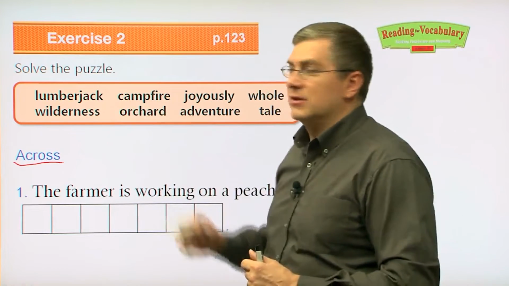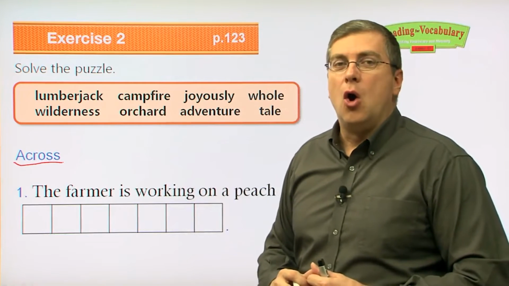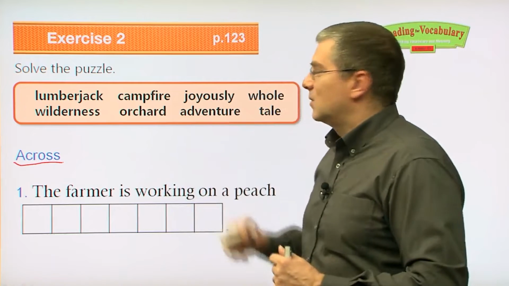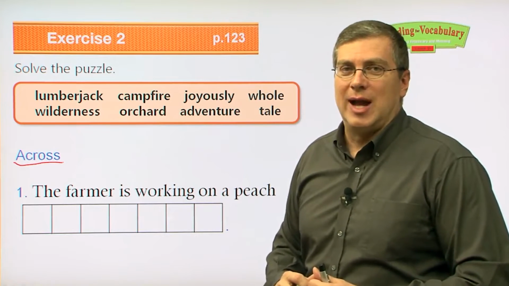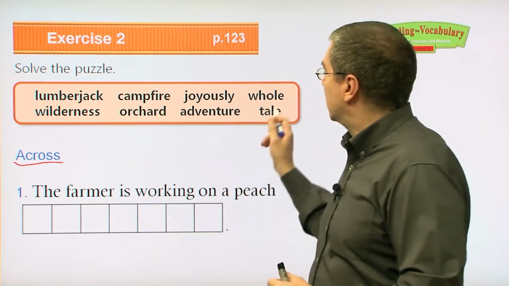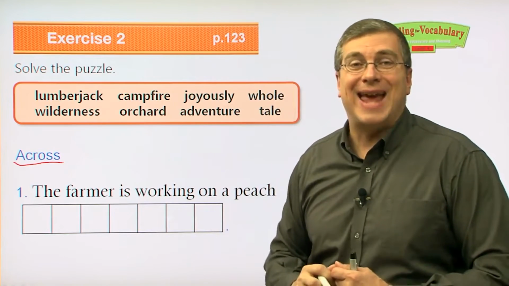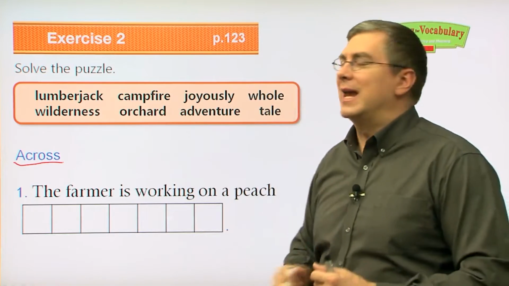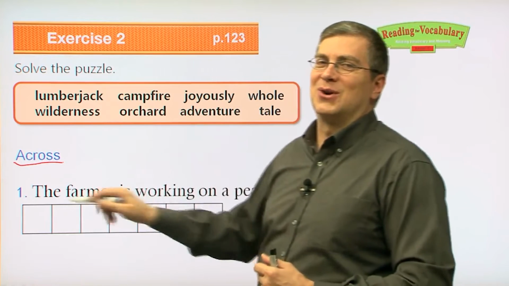Wilderness. Next one is orchard. Orchard. Next one is adventure. Adventure. And the last one, short word, tail. Tail. Okay, now let's look at the words across, okay?